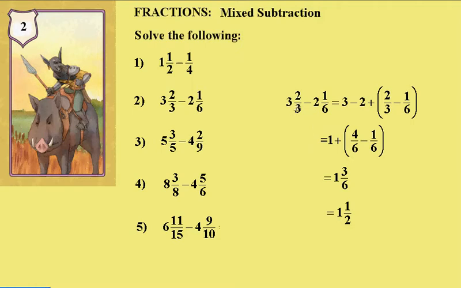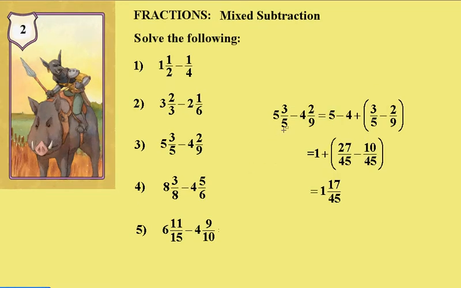Okay, the next one. Here we separate the whole numbers out. That's 3 take away 2 there. And then the proper fractions, 2/3 take away 1/6. 3 take away 2 is 1. Now we change the thirds into 6 by multiplying numerator and denominator by 2, getting 4/6. 4/6 minus 1/6 is 3/6, and 3/6 breaks down to a half by dividing numerator and denominator by 2.